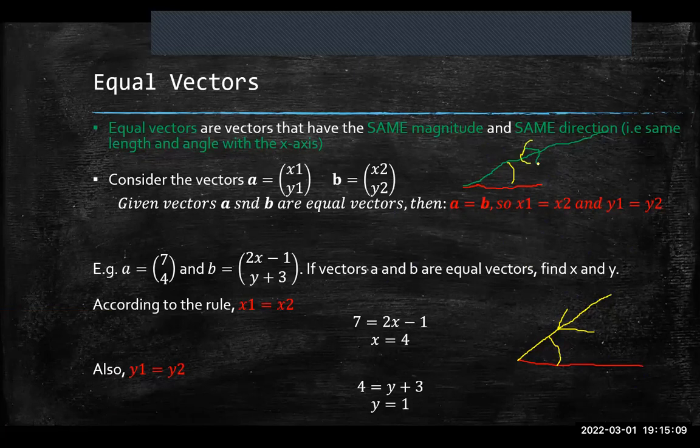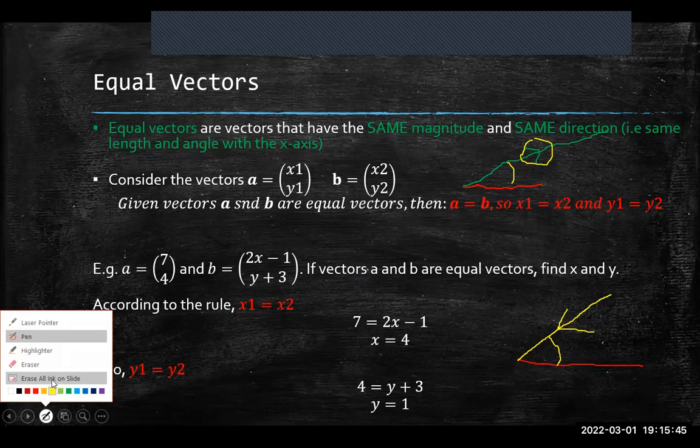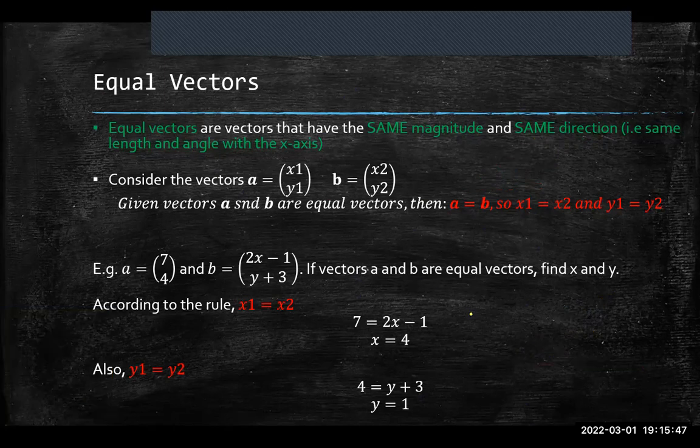But look at the arrowheads. One is pointing up, well, not really up, but let's just say up, and this one is pointing down. So these vectors are not the same direction. Even though it's the same angle with the x-axis, it's not the same direction. Do you understand that? We'll talk more about that whole arrowhead thing just now. I have a whole PowerPoint, a whole note on it.